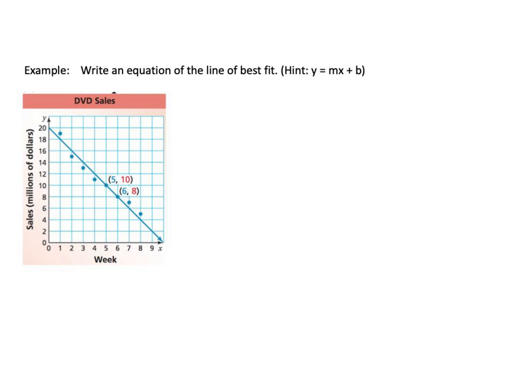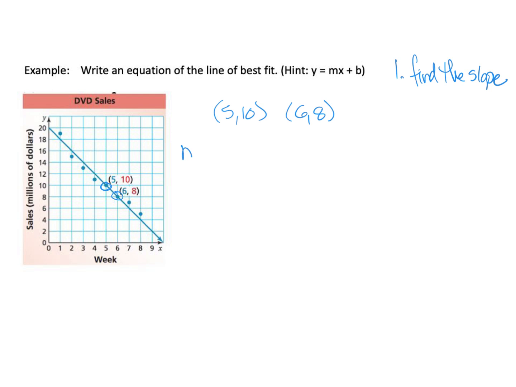We're actually going to make the line of best fit. And so first of all, we need to go ahead and find the slope. Okay, so notice how we have 2 points. We have this point and we have this point. So we have 5, 10, and we have 6, 8.